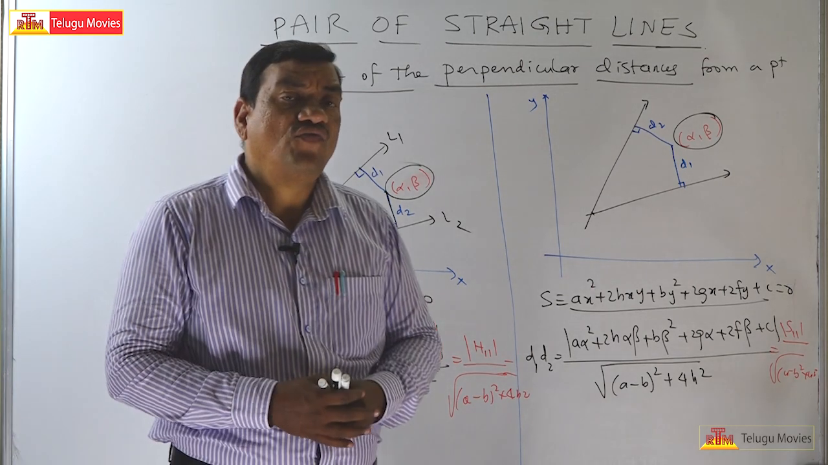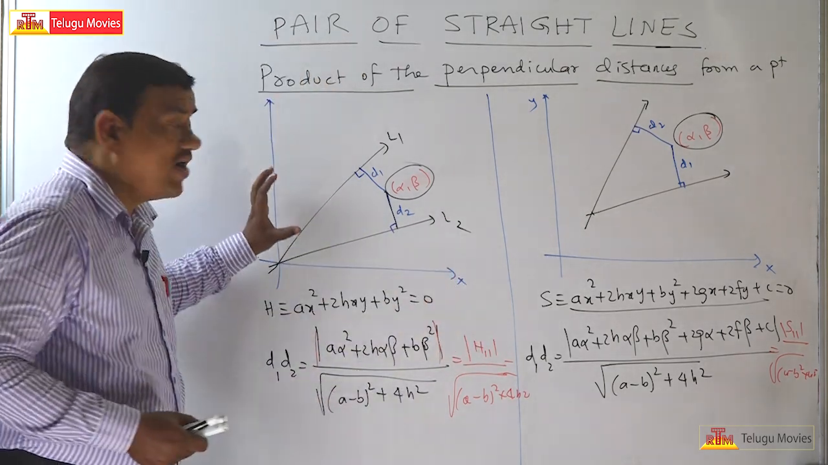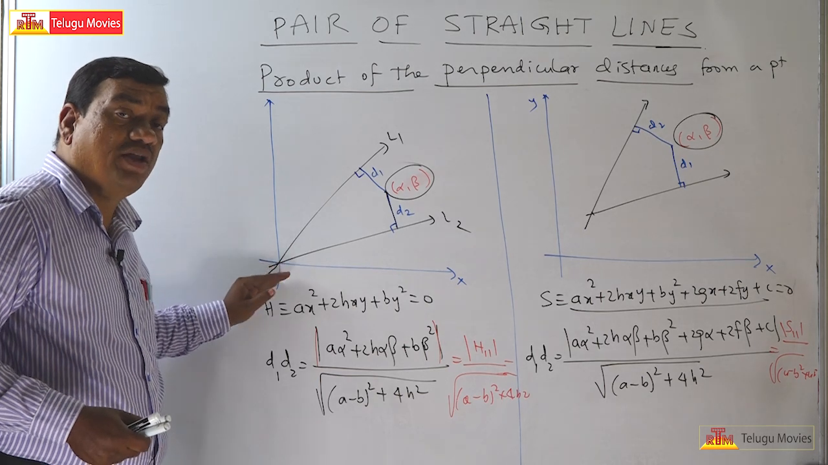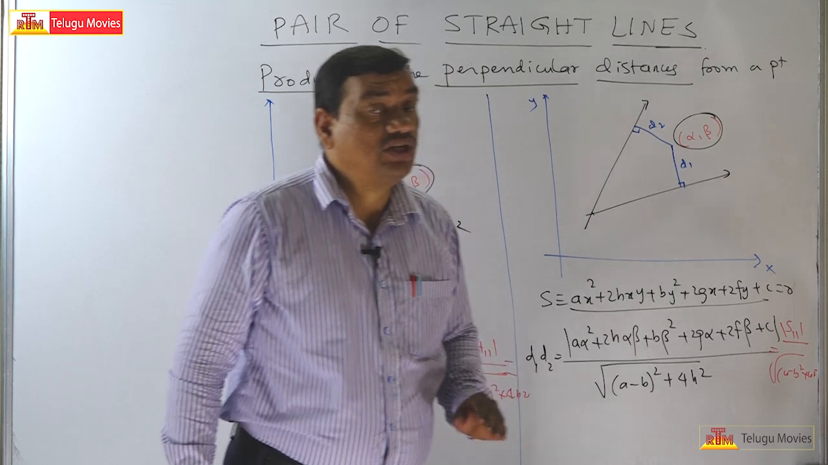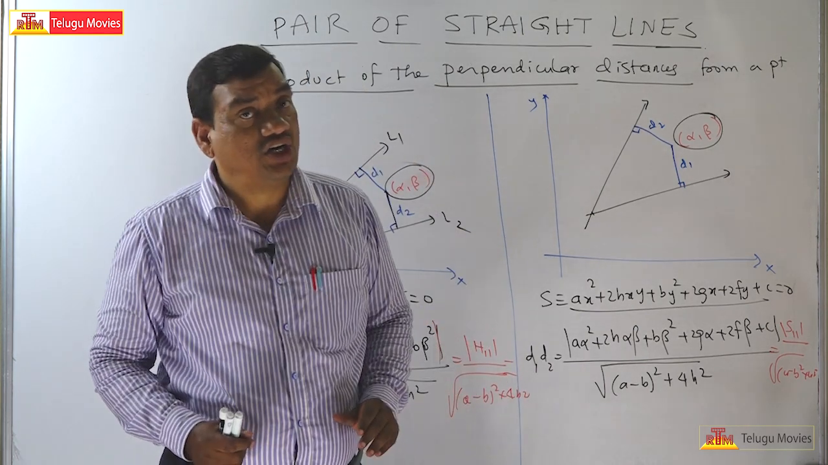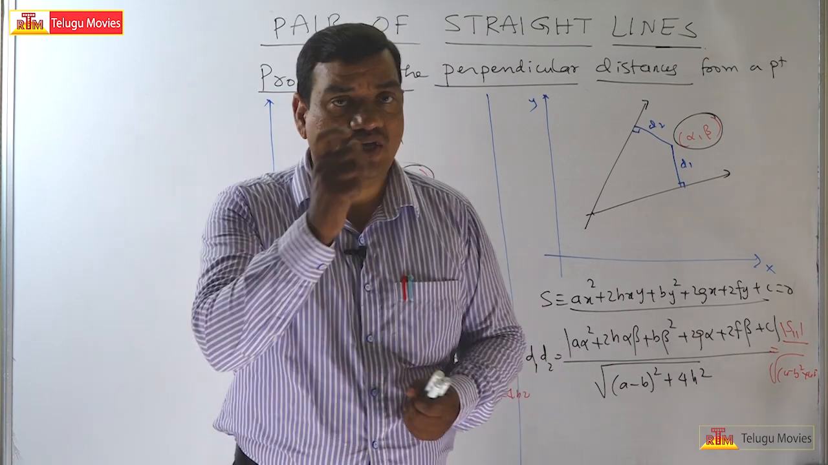So like that, if you comparatively study the formulas for the pair of lines passing through the origin and the pair of lines which does not pass through the origin, you can easily grasp the concepts.